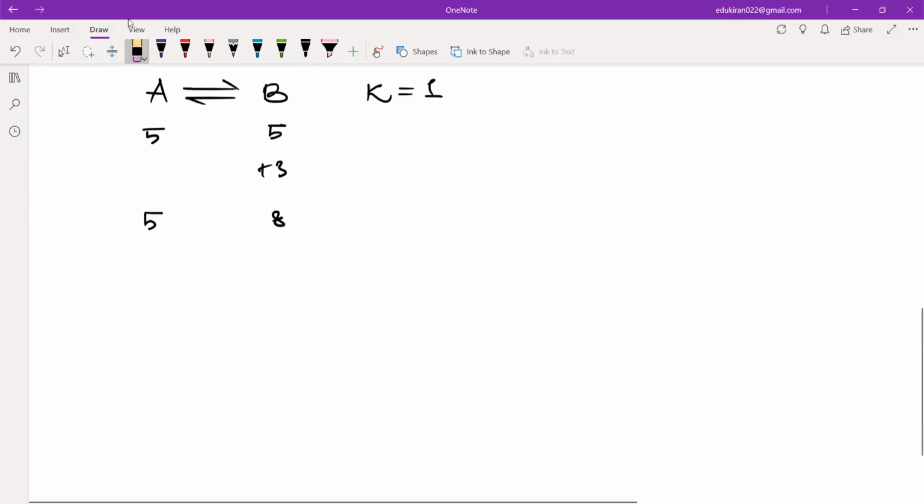Let us say, wait a second. We added 2 to it. So now we have 5 and 7. So now you tell me, guys, will there be any change now? Yes, sir. What will happen? It's a backward reaction. Backward reaction will happen.